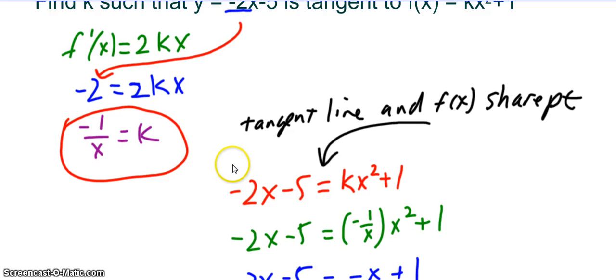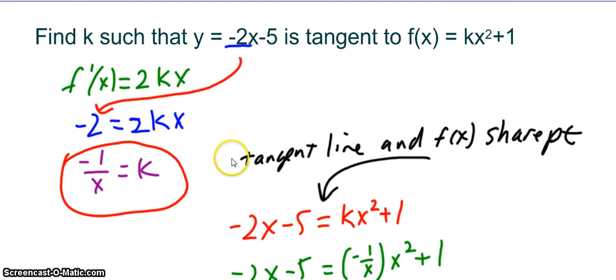So when we're doing these problems, we're really just solving a fancy system of equations using derivatives. It's one way to think about it.